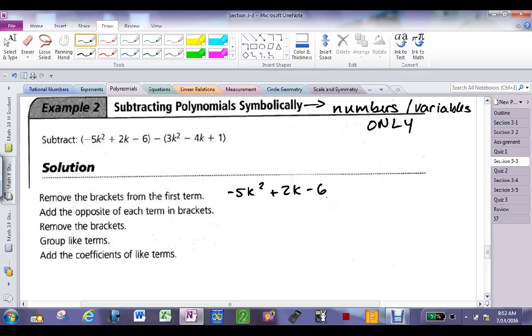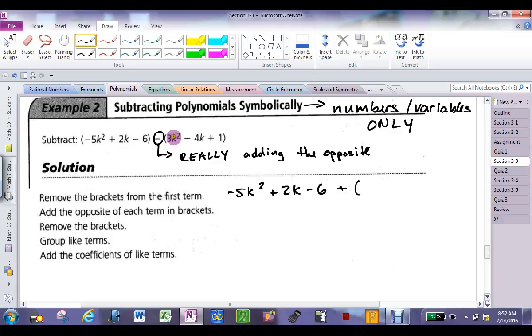Brackets are removed. Then, what do we know about subtraction? What is it really? No, that's in English. That's what subtraction means. But in math, what is, yes, it's really adding the opposite, yes? So I'm going to switch this to add, and then I'm going to change all of these to the opposite.